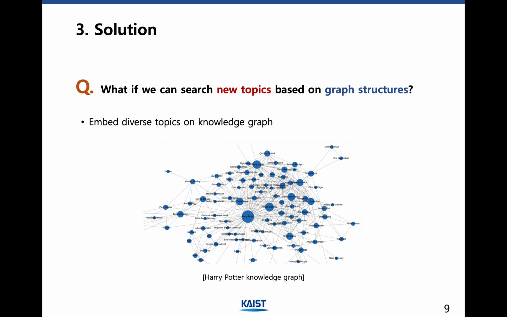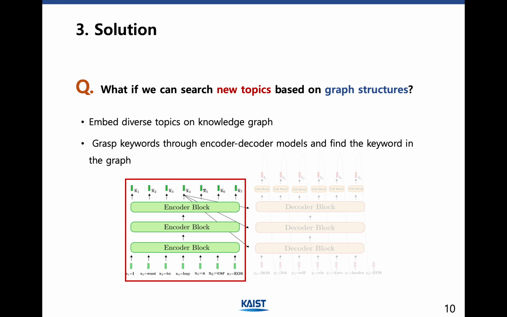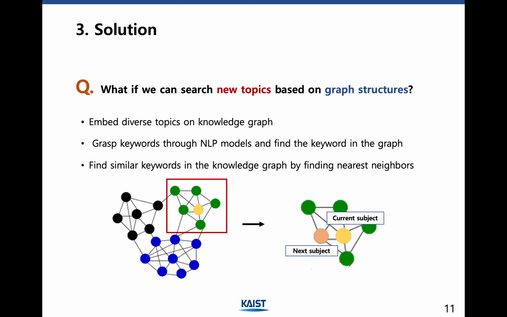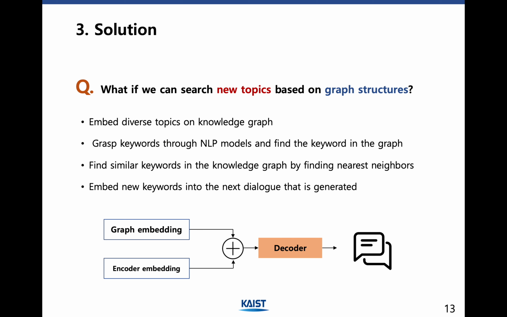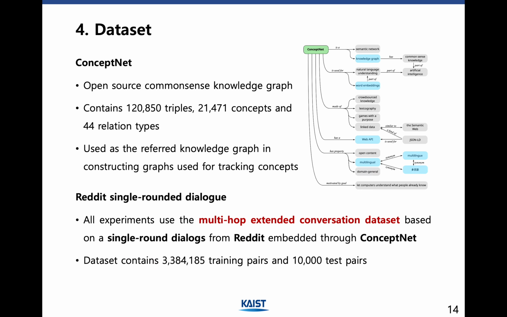First, it embeds diverse topics of the knowledge graph. Then, it extracts keywords through encoder-decoder models and searches the keywords in the graph. We can find similar keywords in the knowledge graph by finding the nearest neighbors on the graph. GraphNet is a model for question answering problems. It shows strong effectiveness on embedding, and ConceptFlow uses this model for central graph flow encoding. However, any other GNN models can be used. Finally, it embeds the new topics into the next dialogue that is generated.